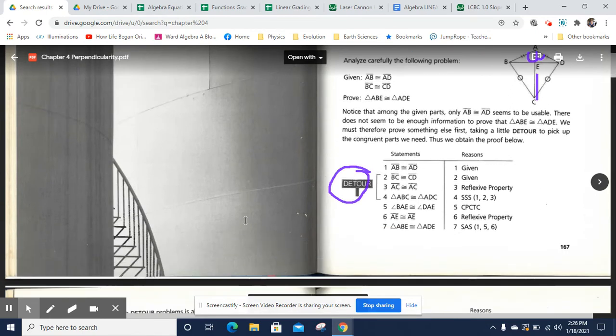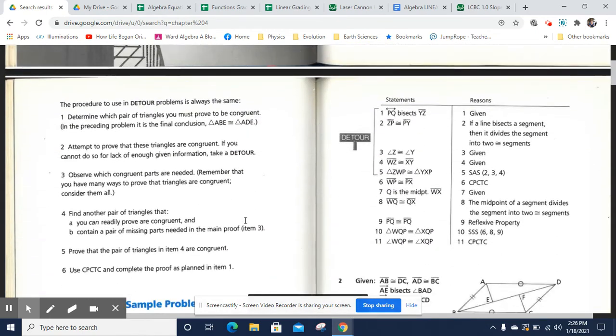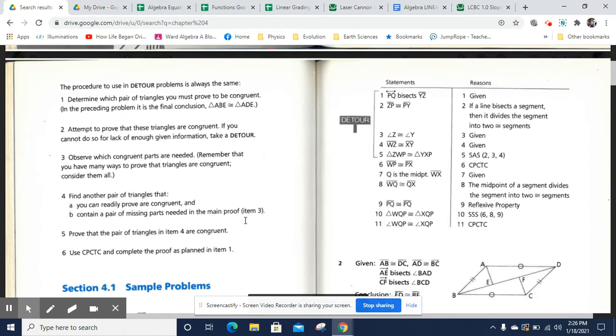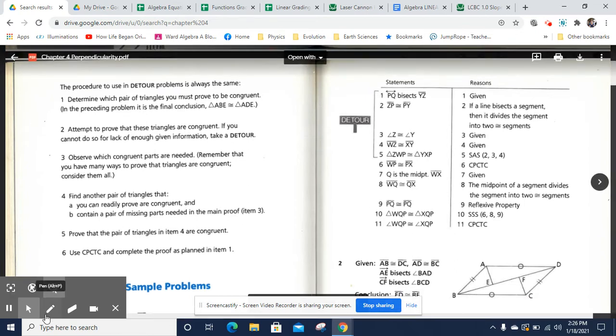Okay, so let's take a look at a couple more. Actually, let's talk about this procedure. There is a procedure that's recommended by this textbook that I think is very sound. I think this is a really important thing, so I'm going to underscore it.